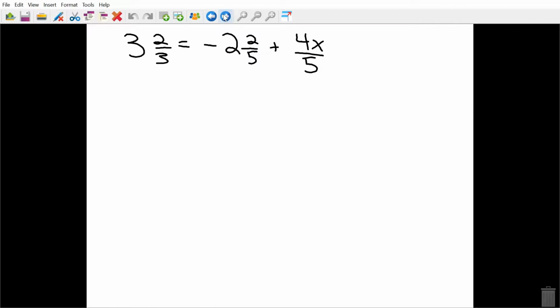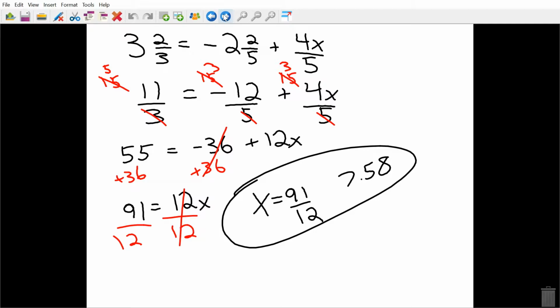There we go. 3 2/3 equals negative 2 2/5 plus 4x over 5. Give that a try. The answer is 91 over 12 or 7.58. The first step is to convert the mixed numbers to improper fractions. Then we're going to multiply by 15 to eliminate our fractions, leaving us with 55 equals negative 36 plus 12x. We're going to add 36 to both sides, divide by 12, and we are done.